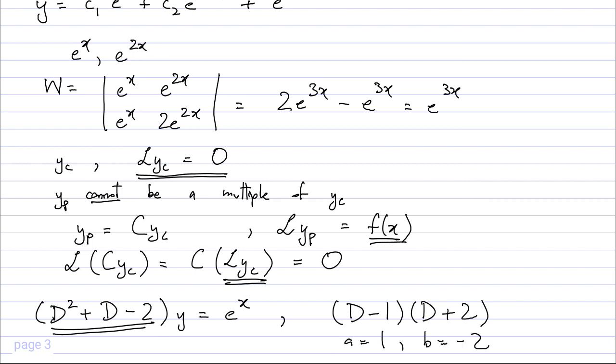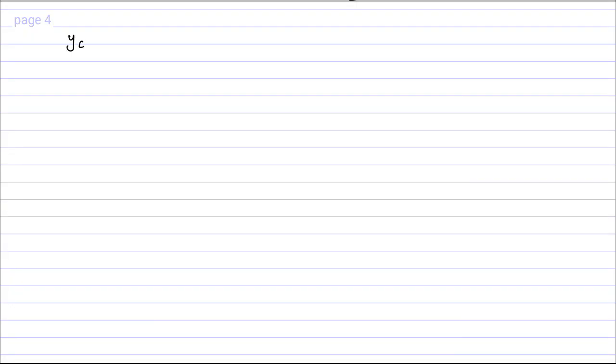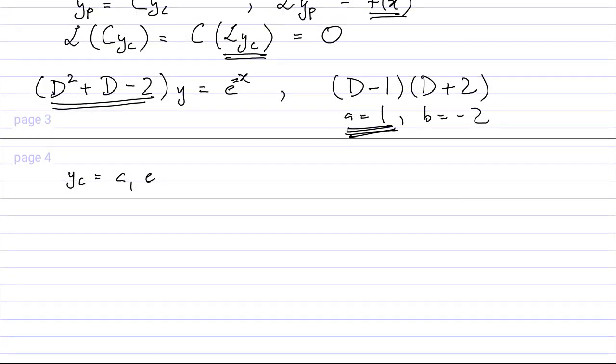Now you're in trouble. You see, this thing is exactly the same as this power, which is also 1. So in other words, you're going to write down that yc, you're still happy, is equal to c1 e raised to power x plus c2 e raised to power minus 2x.